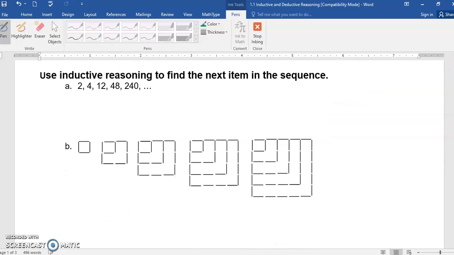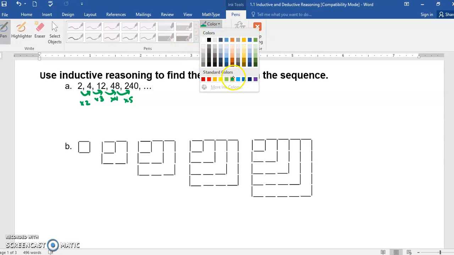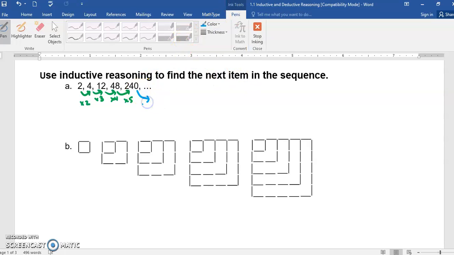Use inductive reasoning to find the next item. We can look at this pattern. It looks like what I'm seeing here is this is times 2, 4 times 3, 12 times 4, 48 times 5 is 240. So in order to do our next one, we're going to need 240 times 6. 1440. I did that arithmetic, right? So it's just a matter of looking for that pattern and seeing what's happening.